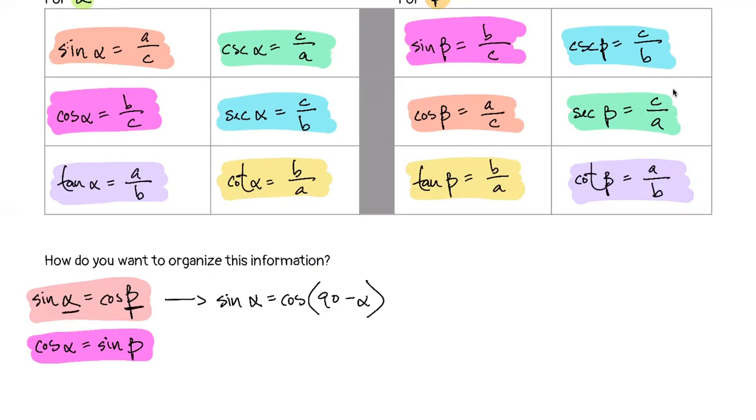Exactly. Now, we don't typically use alpha in our definitions. I think we tend to use either x or theta. And so for that reason, the way you'll see it in a textbook is usually something like this: sine of theta equals cosine of 90 minus theta. Now, if I have a 90 in there, am I measuring my angle in degrees or radians? If I have a 90 in there, I'm measuring by degrees. So this equation is true for degrees.